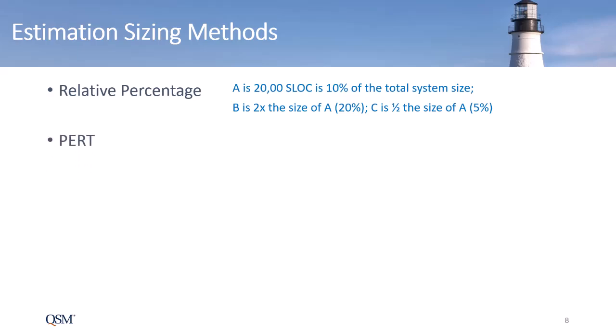PERT, Program Evaluation and Review Technique, is commonly used to estimate project task effort, but can be applied to software size estimation. You provide a range of inputs by specifying the low, most likely, and high value for each component. Typically, the range is not symmetrical. That is, the difference between low and most likely and high and most likely are not the same. You calculate the average, giving the most weight to the most likely value. The formula can be adjusted to use different weights.